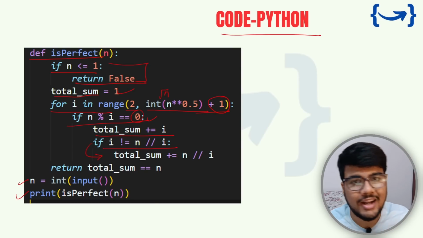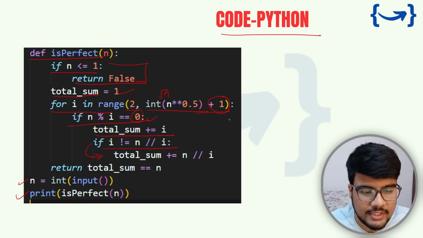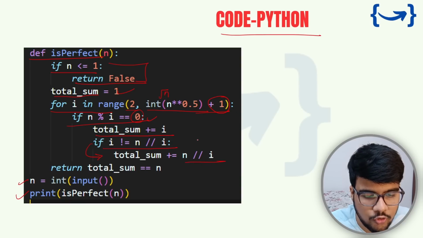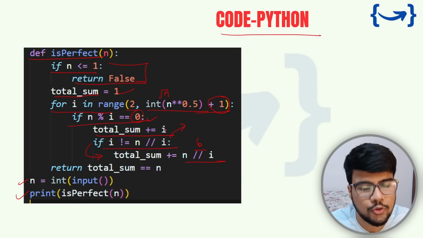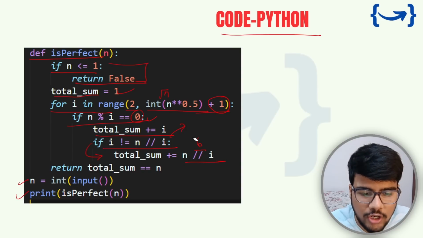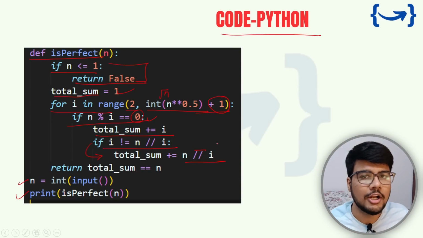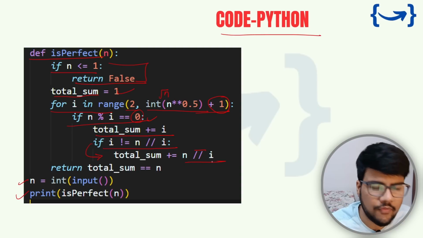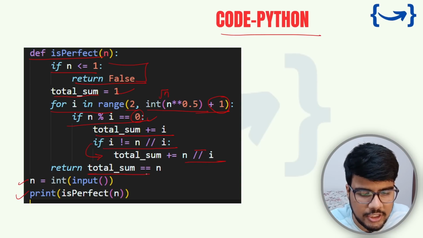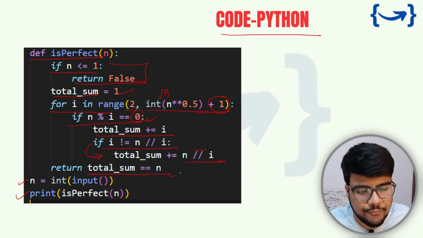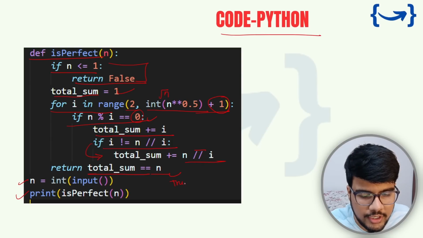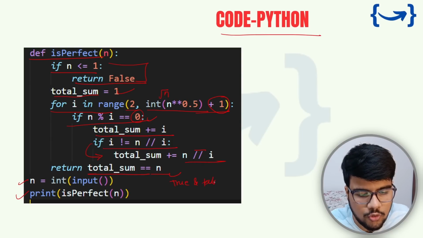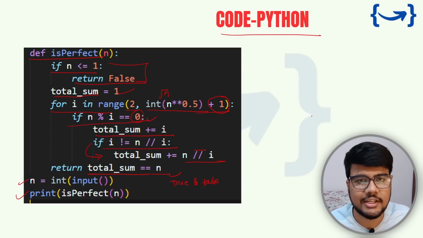Otherwise we will end up having the wrong answer, because let's say 6 you already computed here, you already added 6, but a few iterations afterwards, you will end up having 6 again. So we'll not add it, to preserve our answer and return the answer in the right manner. So total sum plus n divided by i, and I am done. So total sum is equal to n, and if it is equal to n, it will return true, or it will return false. So this is the question which was asked to you in the TCS NQT 2024.